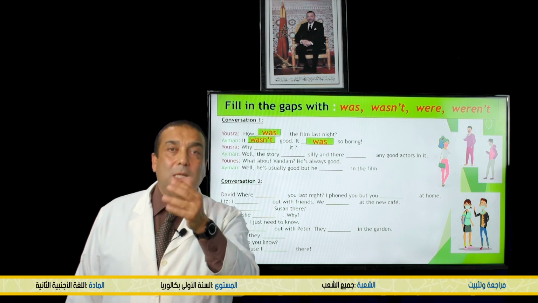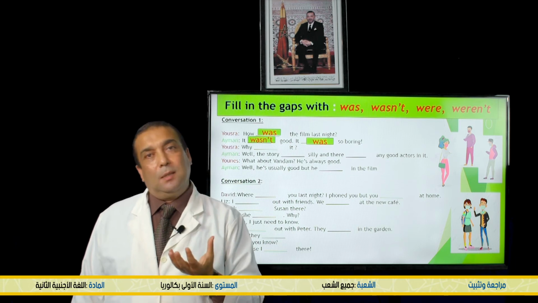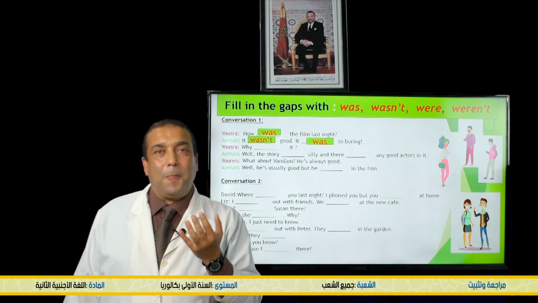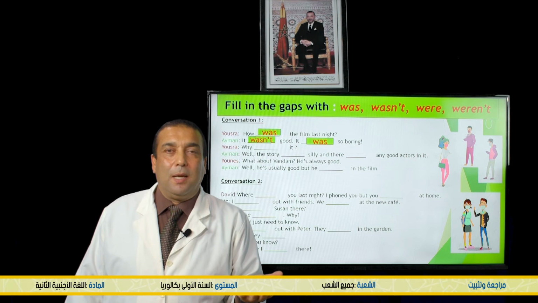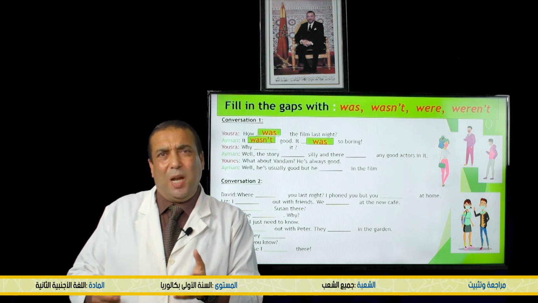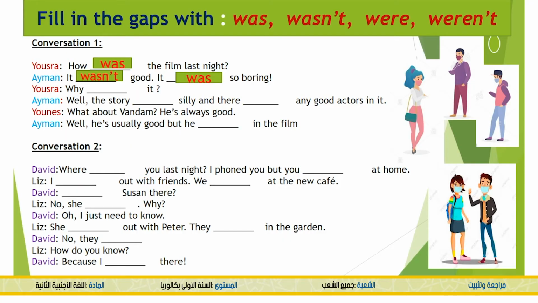Exactly. The boring is the opposite of exciting or interesting. For example, a football match between Barcelona and Real Madrid. Is it boring in general? No, it's not. It's exciting, right? Why was it? Well, the story was silly. What is silly? Childish. Not that good, not that serious.